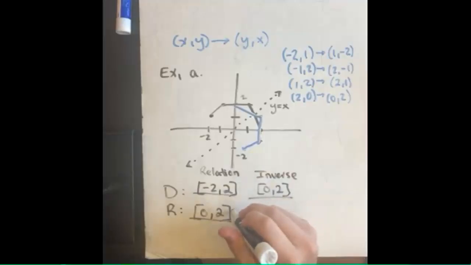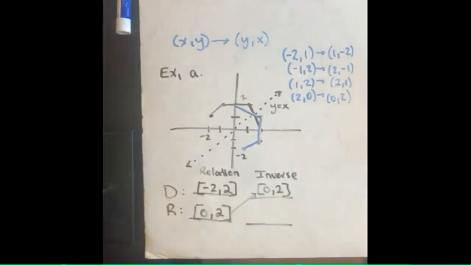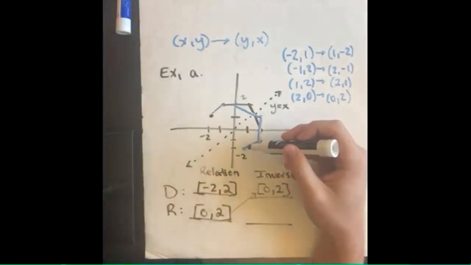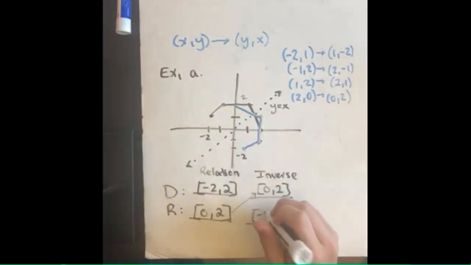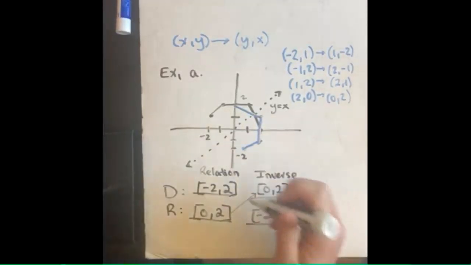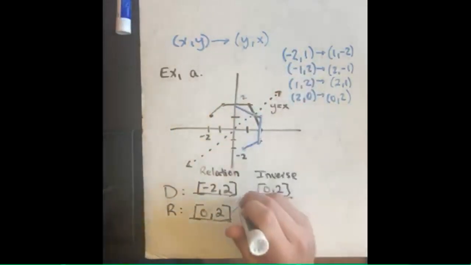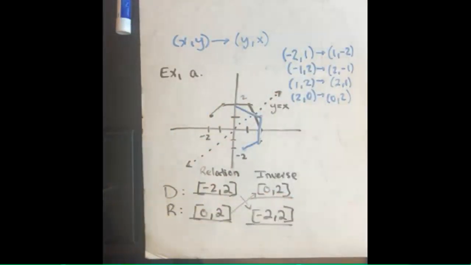and if you notice, 0 to 2 is the exact same as the range of the old one, and then the range is -2 to 2, which is the exact same domain as the old one. Okay, and that always happens. They always flip with each other.